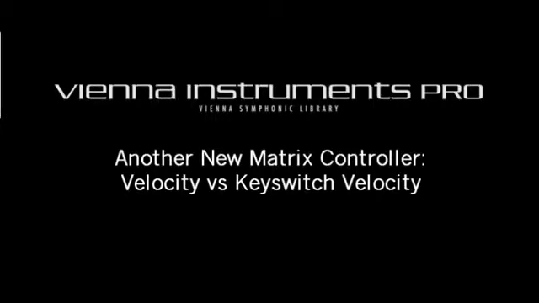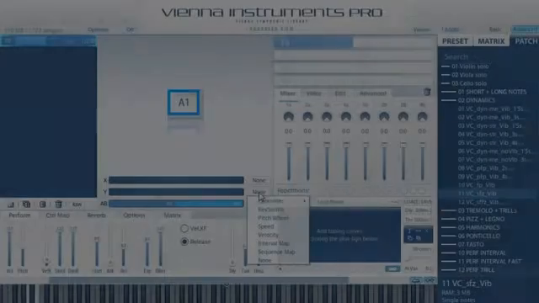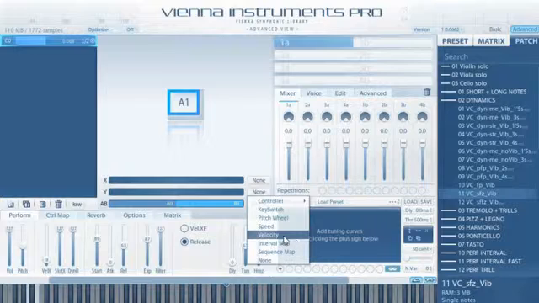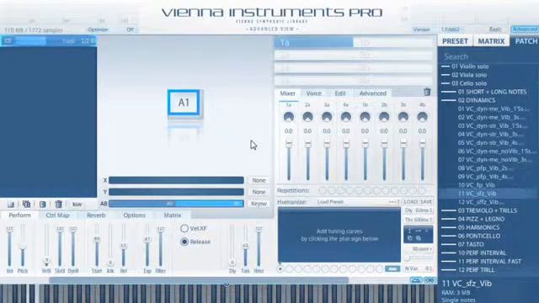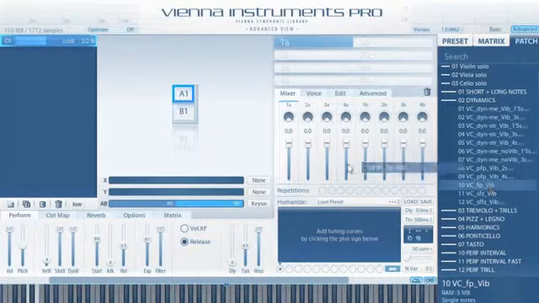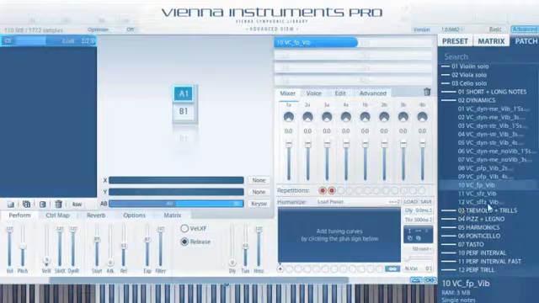Switch by Velocity is a controller that was already available in the original Vienna Instruments. It allows you to switch between different articulations depending on the velocity of the notes you play. One good example is a switch between fortepiano and sforzato.